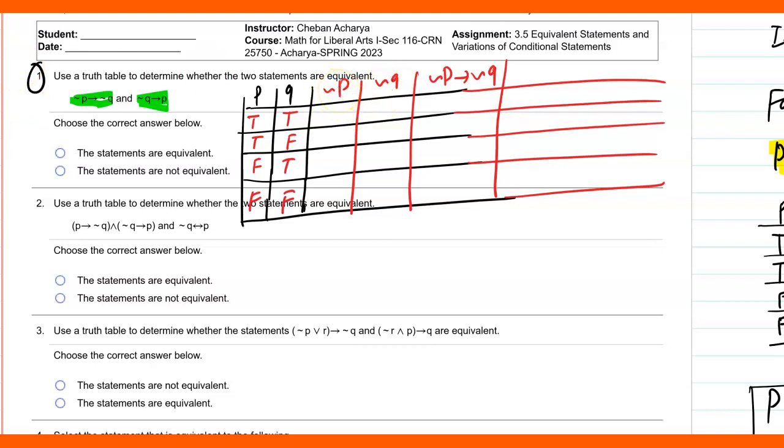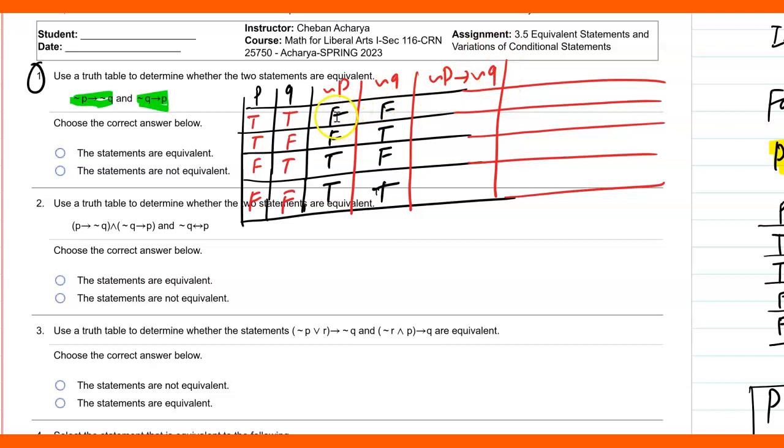Not P. What's the truth value of not P? P is T, T, F, F, so not P is going to be F, F, T, T. Okay, not Q. Q is T, F, T, F, so not Q will be F, T, F, T. Make sense? Finally, you need to find not P right arrow not Q. In other words, I use these two columns and do the conditional. Notice that not P is before the arrow and not Q is after the arrow.